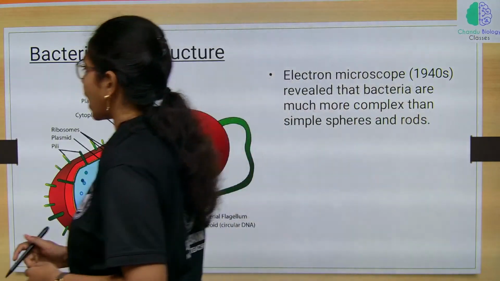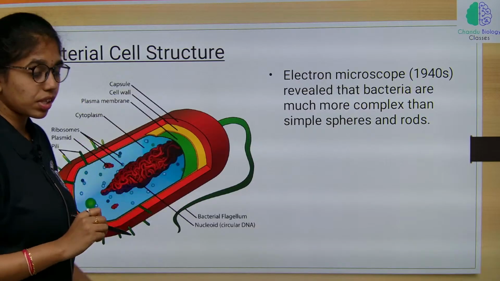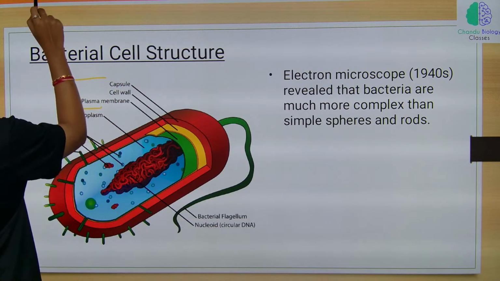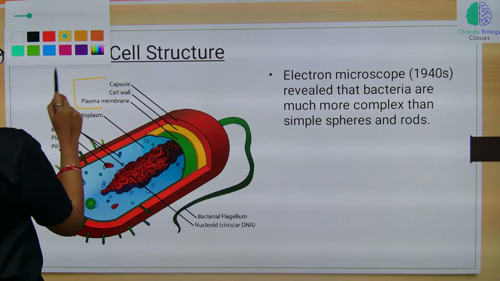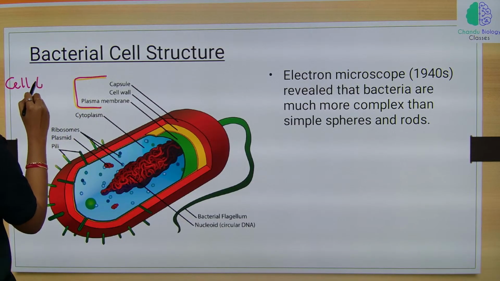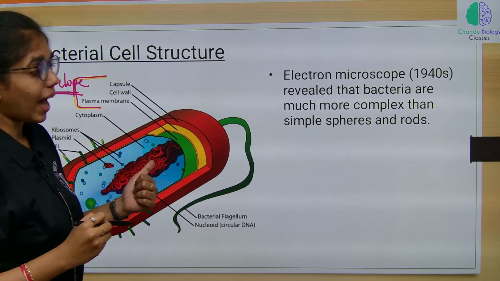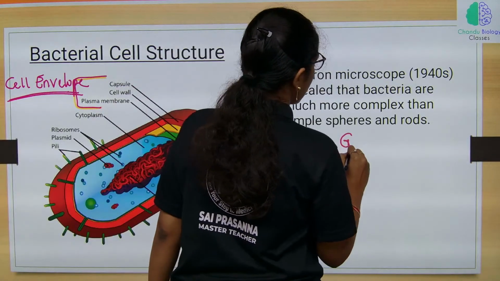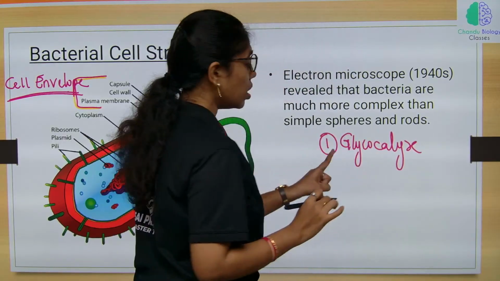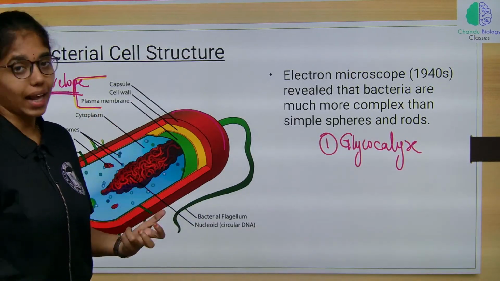Okay. Let us get started with bacterial cell structure. Bacteria does not just have a cell wall, but bacteria is surrounded by a cell envelope. So bacteria has an outermost cell envelope. The cell envelope will be having, the outermost layer is glycocalyx. This is the first outermost layer of the cell envelope in the bacteria, that is glycocalyx.